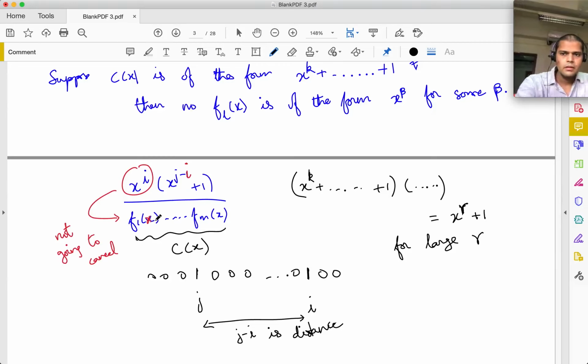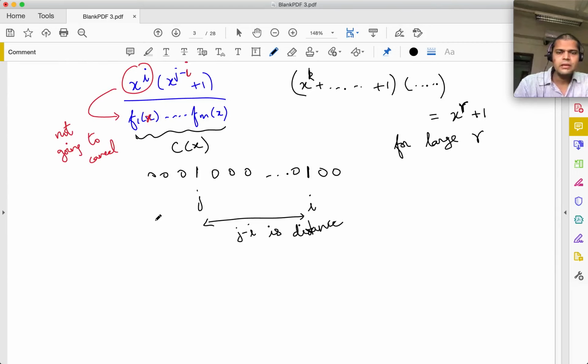Okay. So this is where the mathematics of these polynomials come in. Okay. So let's talk about the, let's give a definition which is called the order of a polynomial.